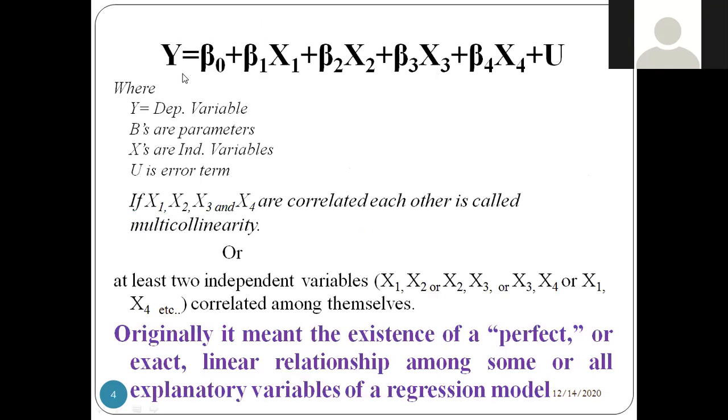This is a multiple regression equation. If there is any relationship between x1 and x2, or x2 and x3, or x3 and x4, that is called multicollinearity. Simple. If there is any correlation between two independent variables, or two or more than two, that is called multicollinearity. Sometimes they will ask about covariance between the two independent variables, sometimes they will ask about correlation.